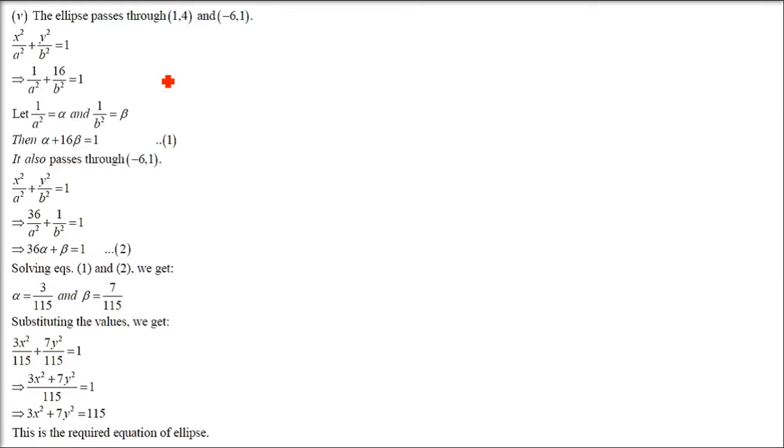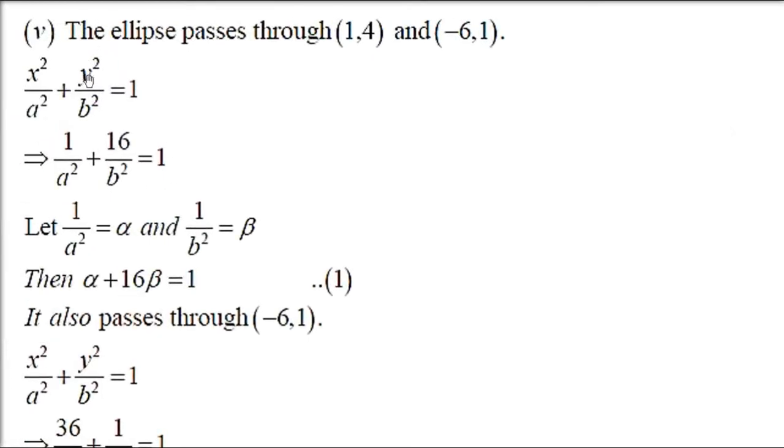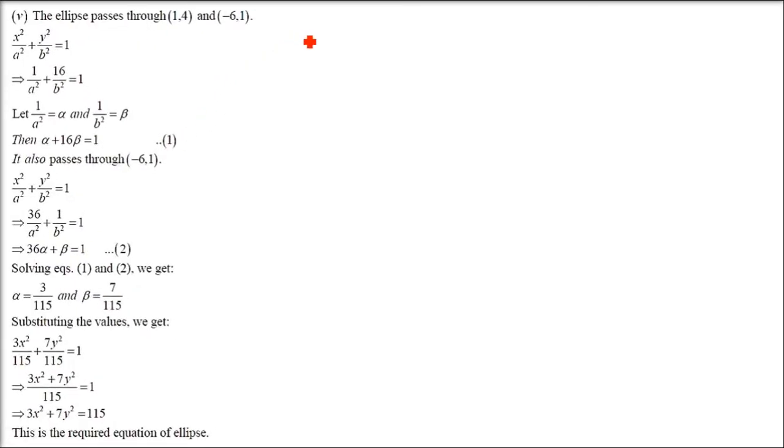This is the fifth. The ellipse passes through 1, 4 and minus 6, 1. So this question requires some explanation, so I'm going to do it for you. What we have to do is just assume this equation. It is passing through 1, 4 and minus 6, 1, so you have to put 1 and 4 in place of x and y for the first time. The second time you have to put x as minus 6, y as 1, and you're going to get two equations. You have to solve it.